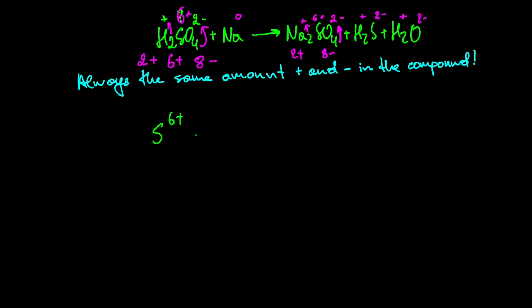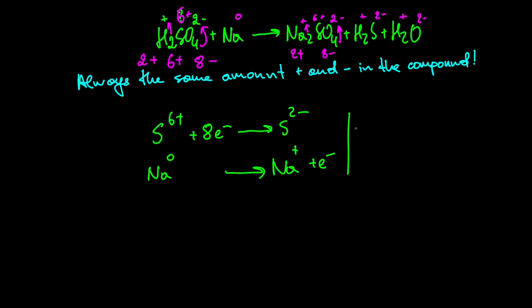Sulfur gains 8 electrons and becomes S2 minus, and sodium loses an electron and becomes sodium cation. Now, to even out electrons, we must multiply the first half reaction by 1 and the second one by 8. We get 8Na, reaction arrow 8Na plus 8 electrons.